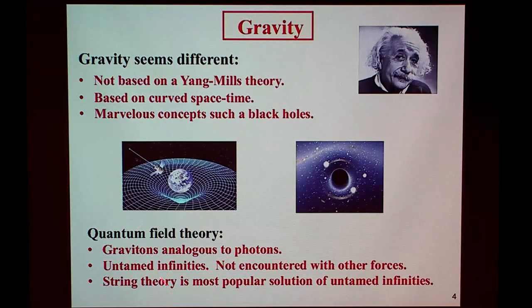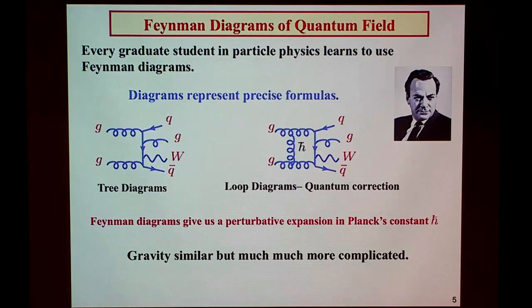Now, these infinities, I'll be talking more about that later in the lecture, but that's actually a problem that's solved through string theory. So that's the most popular way to deal with this and other problems in quantum gravity. But I'm not going to be talking about that. I'll be talking about a more traditional approach, just trying to take gravity and putting it together with quantum field theory. And then just try to understand what kind of issues happen and what's known about these untamed infinities.